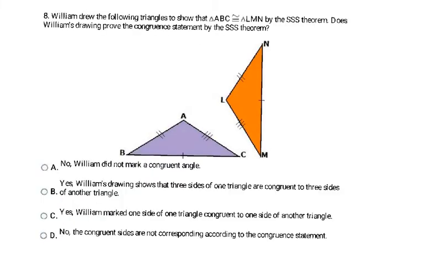William drew the following triangles to show that triangle ABC is congruent to triangle LMN by the SSS theorem. Does William's drawing prove the congruence statement by the SSS theorem?